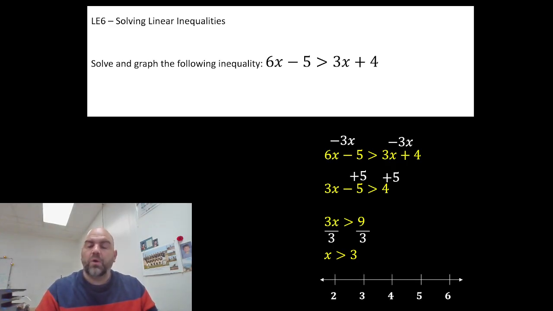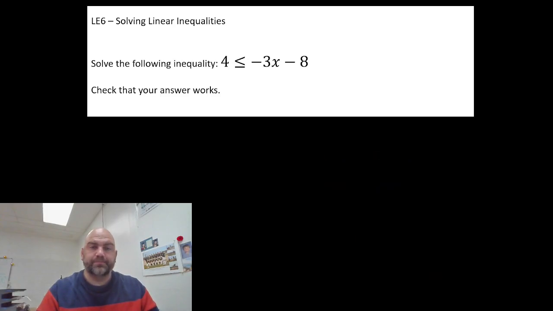Graph it out. So I have 3 on my graph somewhere. It happens to be the second one. It is not equal to, so I'm going to draw an open circle, and then the line goes up, because x could be bigger than 3. So it could be 4 or 5 or 6 or really anything that is there. Okay, so good job. Well done if you were able to get that. Let's try another one.